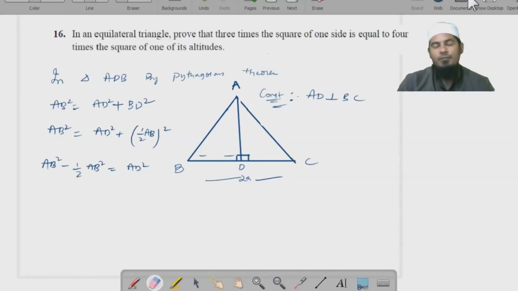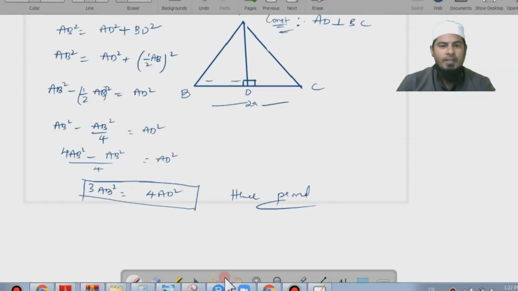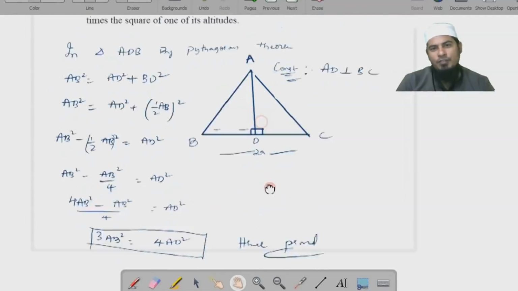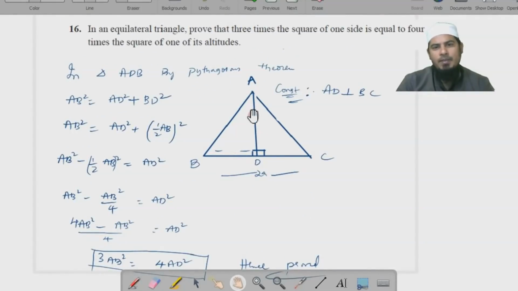Now simplification will give us a solution. After the simplification, 1 by 2 AB whole square, when we apply, AB square by 4, cross multiplying, we get this one. And 4AB square minus AB square is 3AB square. This 4 is transposed to the other side to get 4AD square, and we got the solution. In this way, we have proved this statement very easily, just applying Pythagoras theorem. No need to take these A values. Okay, let us go to the next question.